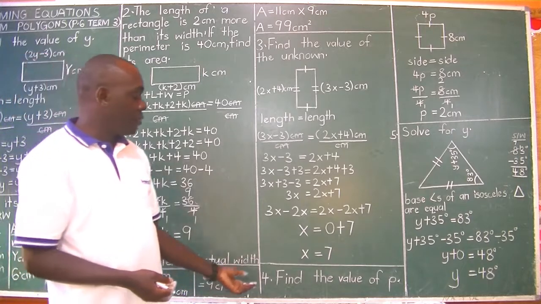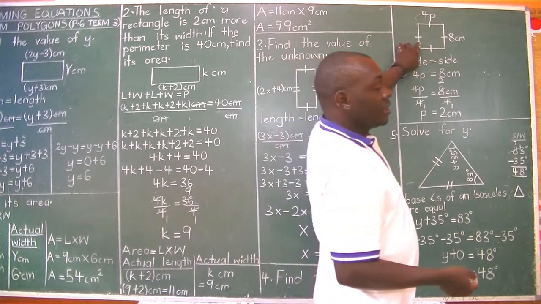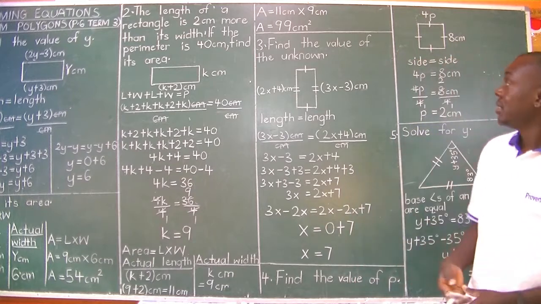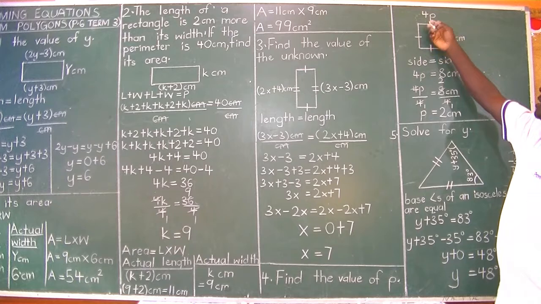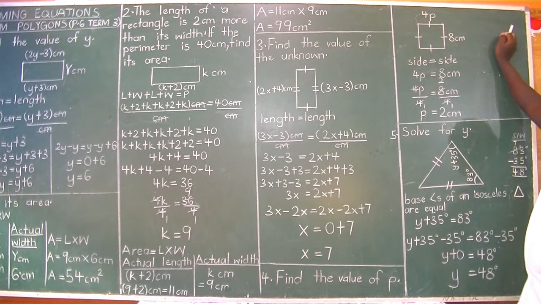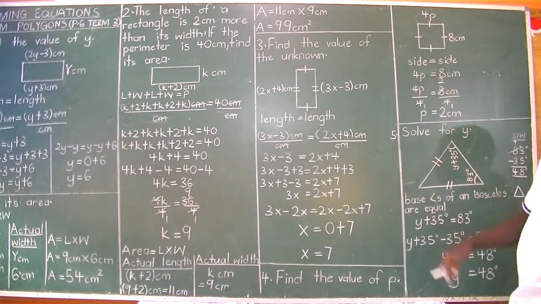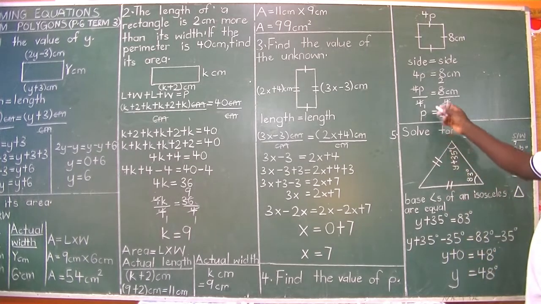And now find the value of P in number 4. Look at the polygon you have. You must know the properties of the polygon you have after knowing its name. So this is a square, for it has got all sides equal. If all sides of a square are equal, and now one side is labeled 8 centimeters and the other one labeled 4p, so you say side equal side, 4p equals 8 centimeters. That is the equation formation. Now, to want a single p, you derive that when you divide the other side by 4.